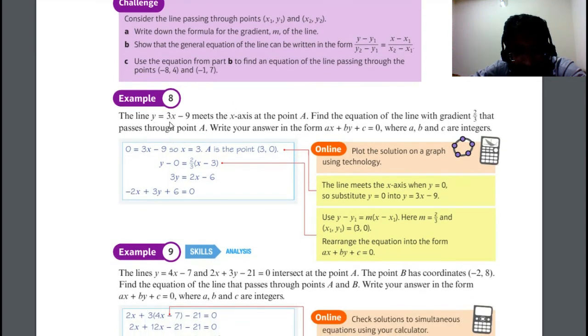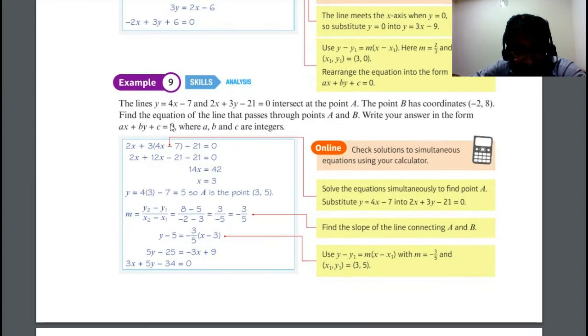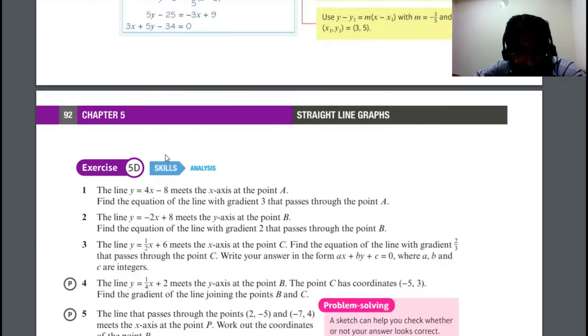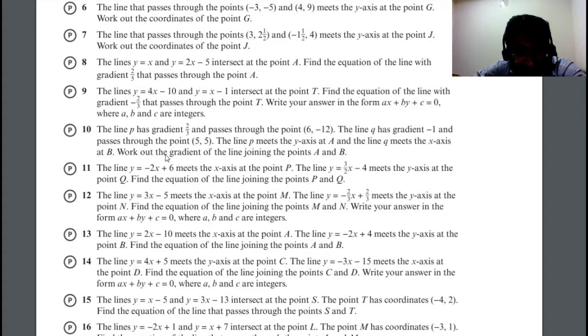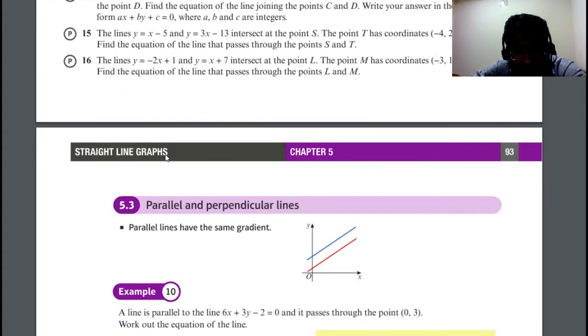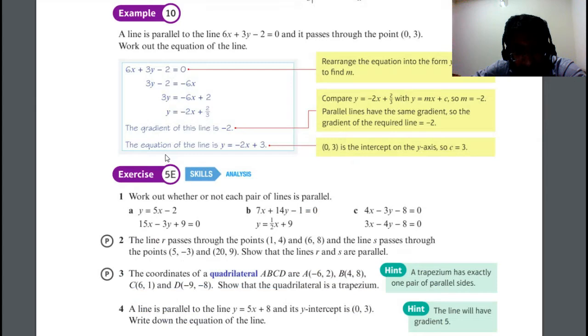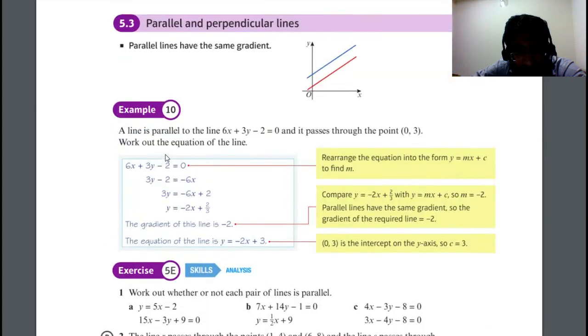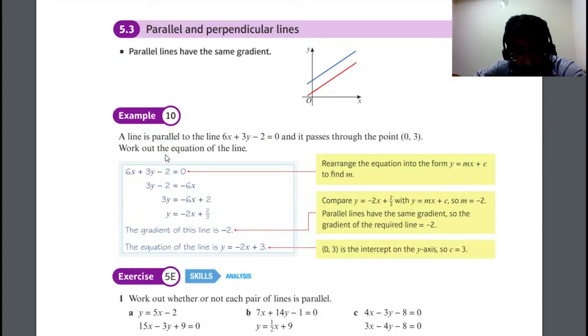y is equal to mx plus c. Parallel lines have the same gradients. Perpendicular lines have the gradient of minus 1 over m of the line. So should I do the revision exercise one?